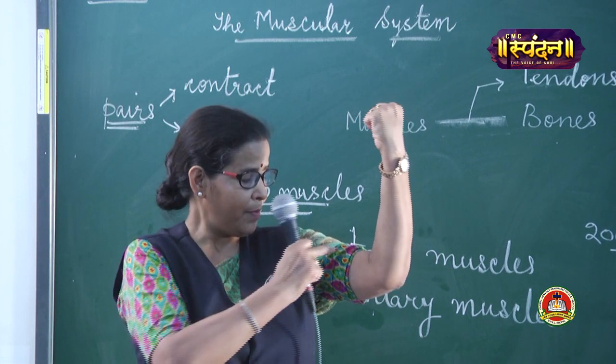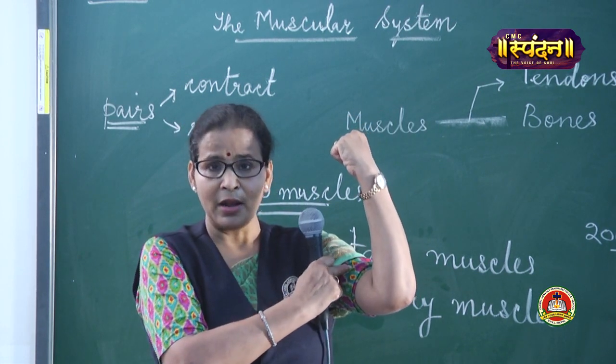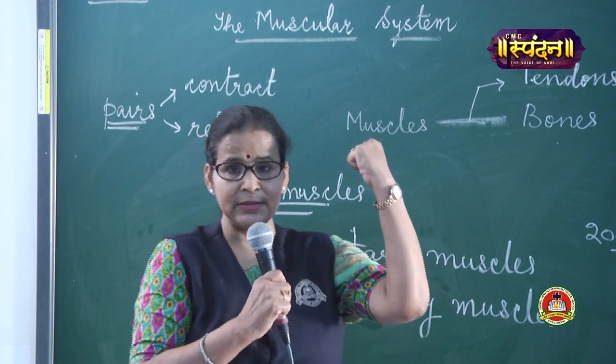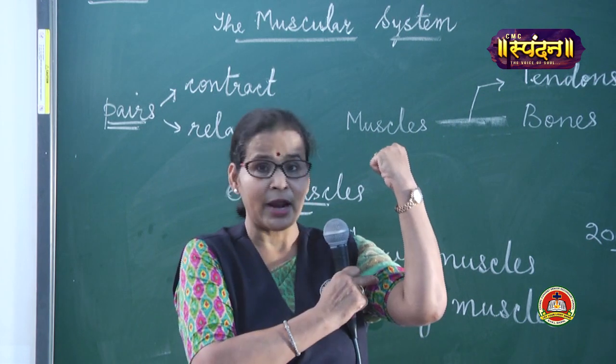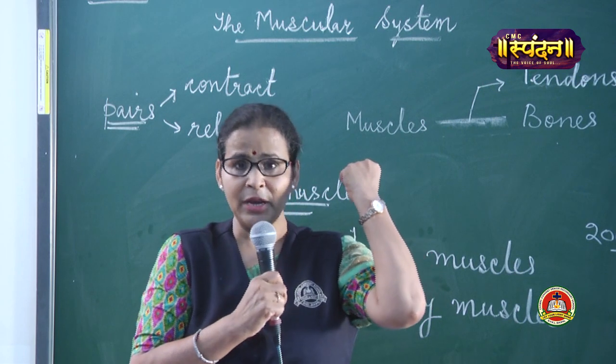I'm bringing it up, and if you put your hand over here, you will definitely feel and observe a kind of bulging over here. Now why is this bulging there? Because your biceps have contracted, they have become shorter, right? And that's how your hand has been lifted.